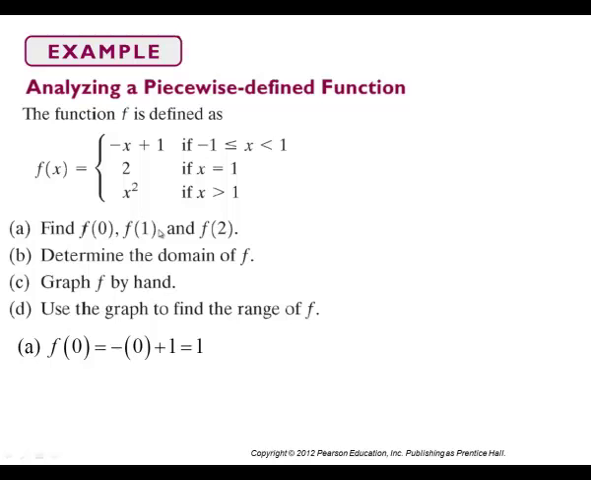Now f of 1 falls in with the x equals 1 restriction, and so your answer is f of x equals 2. There's no variable there, so your answer is always going to be 2 for that x equals 1.